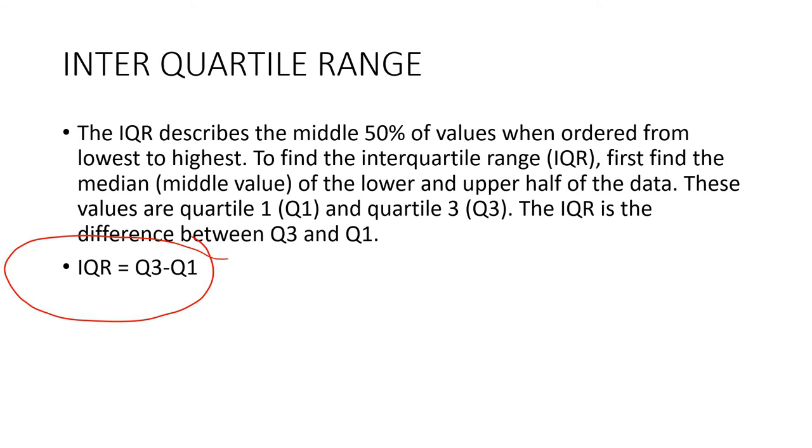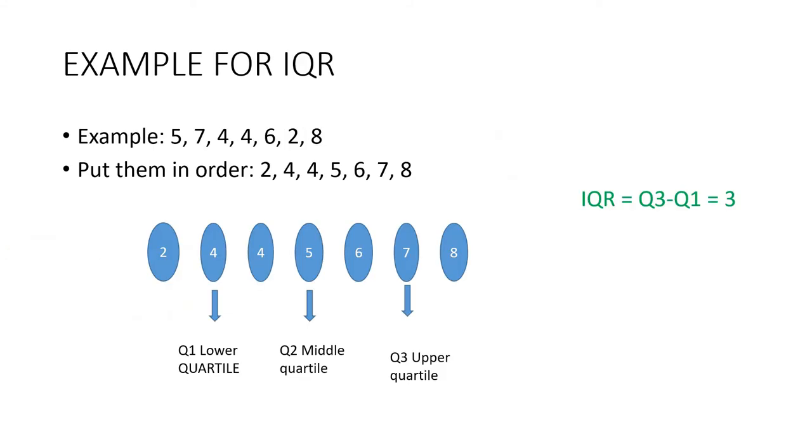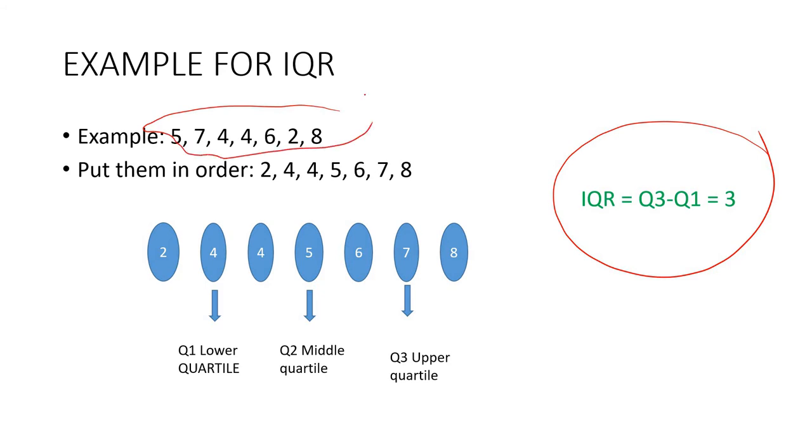I suggest you watch the previous video for better understanding, but I am explaining it here as well, with an example. This is the way we will calculate IQR. Just with this example you can understand it. See, these are the numbers. There are 3 steps we follow to find the IQR. This is the given set of numbers: 5, 7, 4, 4, 6, 2, 8.